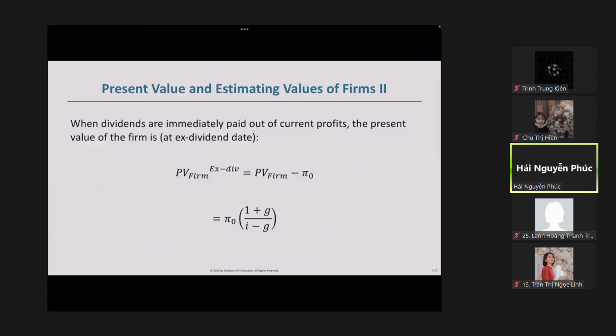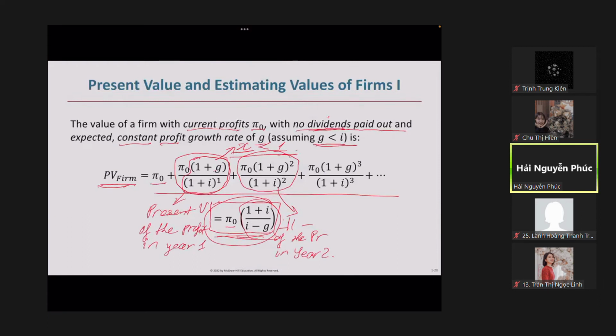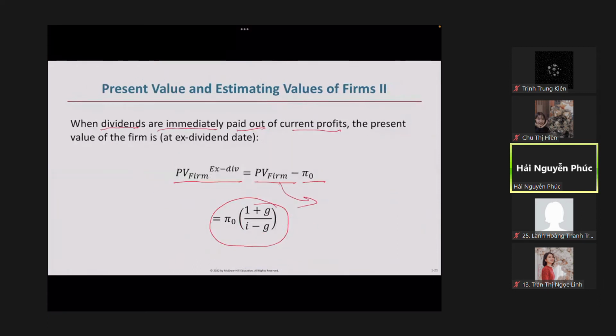Suppose we have the following assumption. We assume that the dividend is immediately paid out of the current profit. So based on the earning, the profit, the firms will pay the dividend to the shareholder, right? Now we can compute the present value of the firm after paying down the dividend. Pretty simple. It is PV of the firm subtract the current profit, and you will get this one. I'm going to write down for you to better memorize.